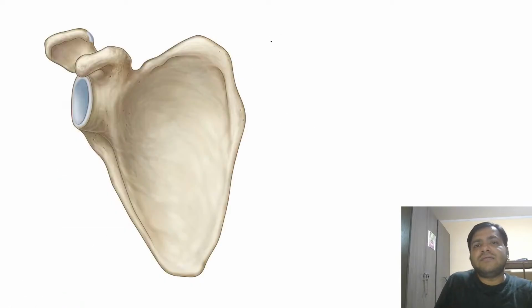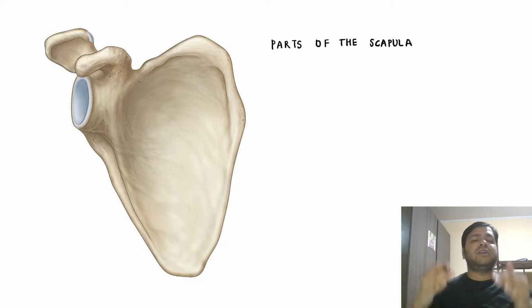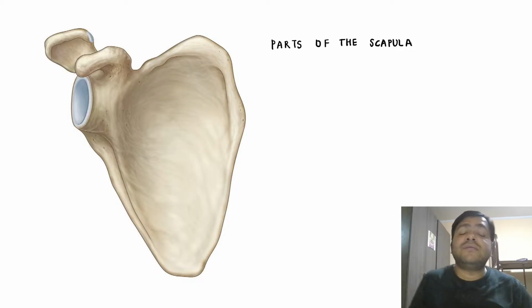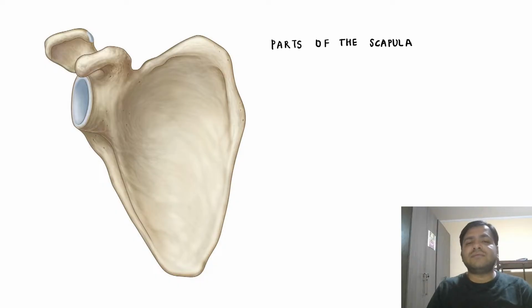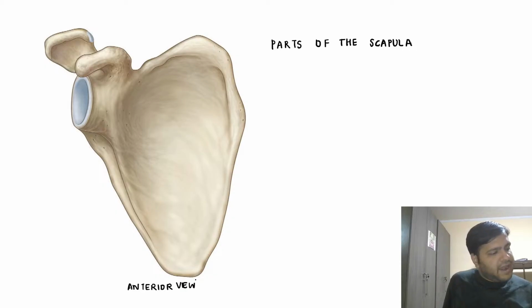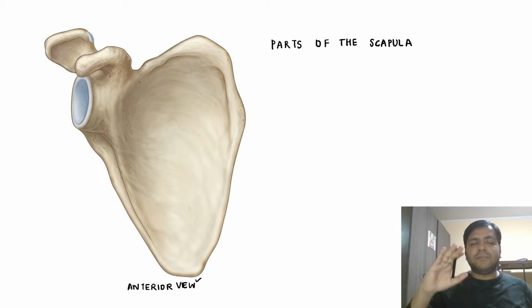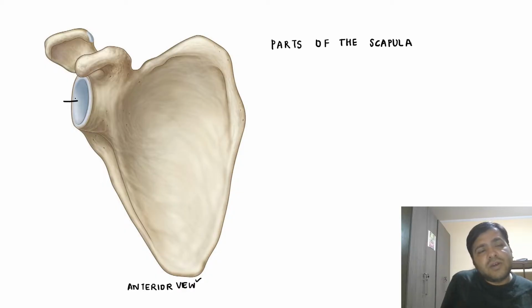So guys, put the heading as the parts of the scapula. In one go, I will be discussing each and everything, so just try to make a flow chart. I will be discussing the muscles simultaneously. Now, guys, first you have to see that this is the anterior view. Remember, it is plane, just having a fossa over here. This is the glenoid cavity.